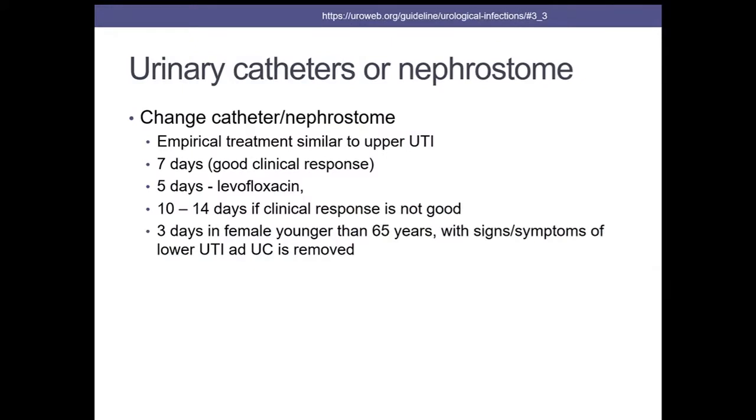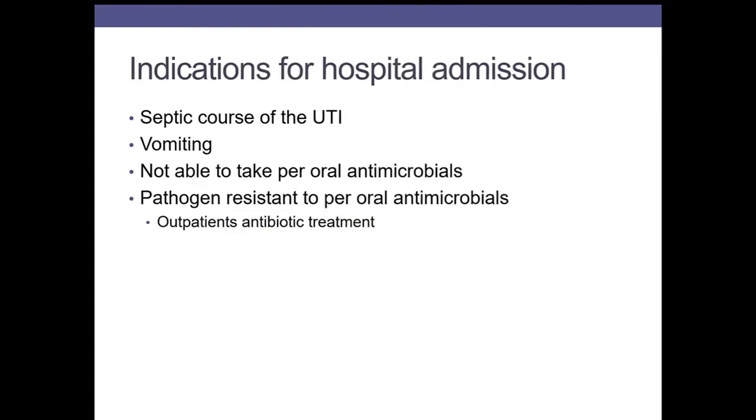In patients with urinary catheters or nephrostomies, empirical treatment is similar to that for upper urinary tract infections, just the duration is shorter. You can treat for just 7 days with a good clinical response. It does not depend on the antibiotics. 5 days with levofloxacin, and 10 to 14 days if the clinical response is not so good, and 3 days if you have a healthy younger woman with signs and symptoms of lower UTI and the urinary catheter was removed.